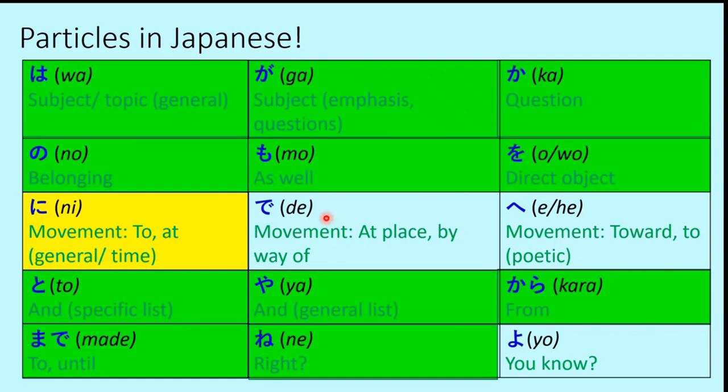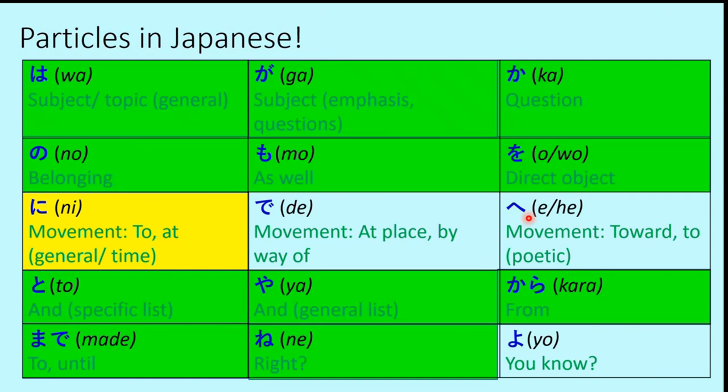Now, the de particle indicates the location where an action is taking place or the means by which an action is completed. The he particle, although it's the symbol of the he sound, is pronounced as e. So e indicates a destination or the direction that something is heading to. It has a similar purpose to ni, but marks the direction of movement, while ni marks a destination itself.